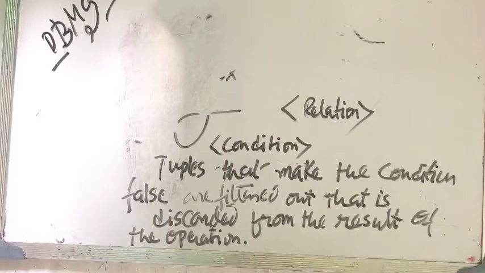It is used to select those tuples that are satisfied. If it is true, then you have to select or display, or filter in, and the tuples that make the condition false are filtered out, that is, discarded from the result of the operations.